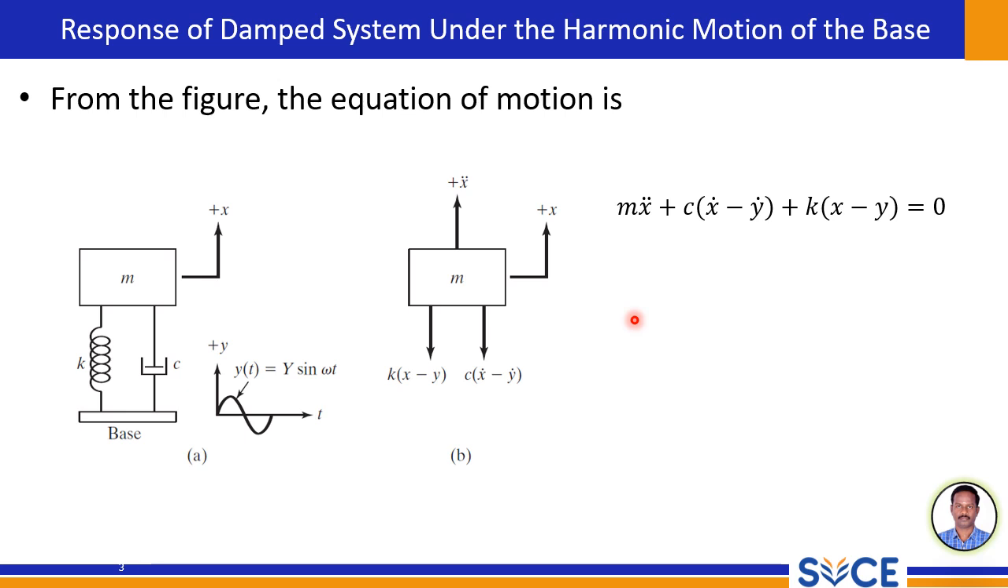Let's take a quick look at our system. We have a mass M connected to a spring with stiffness K and a damper with damping coefficient C. Now, what makes this scenario unique is that the base of the system, instead of being fixed, is undergoing a harmonic motion. This motion is represented by y of t equals Y sine omega t, where capital Y is the amplitude of the base motion and omega is its frequency.